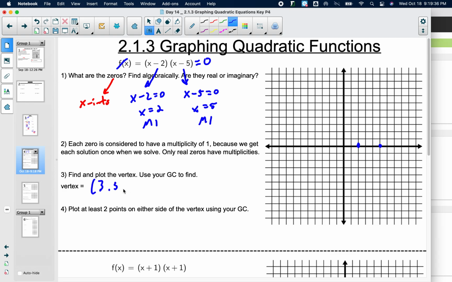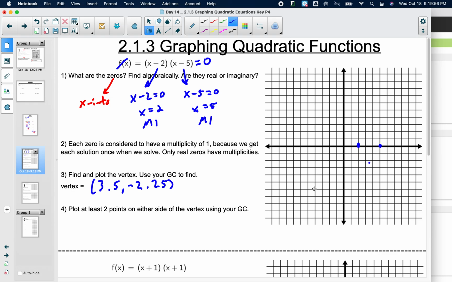Okay. And this is slowing down here. This is a major bummer, negative 2.25. Okay. So that's going to be 3.5, 1, 2, and a little bit more than 2.